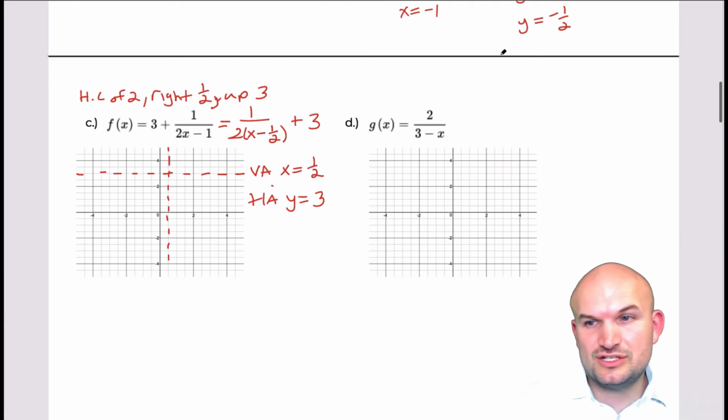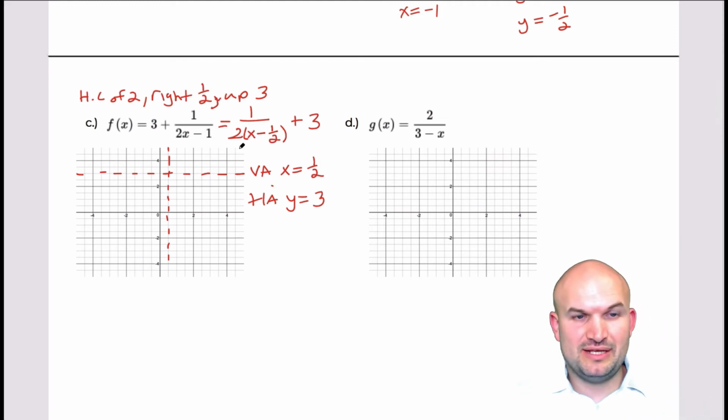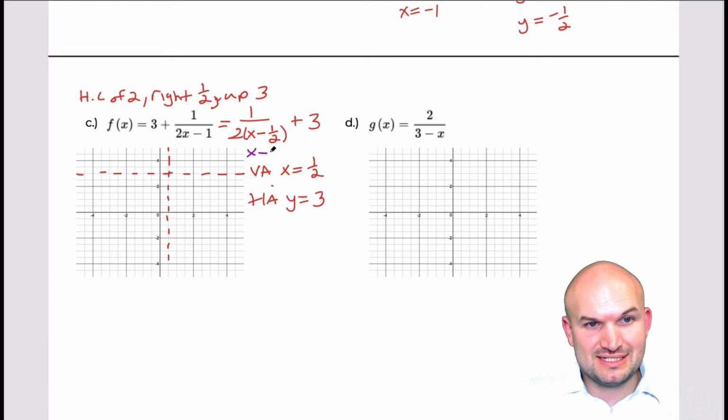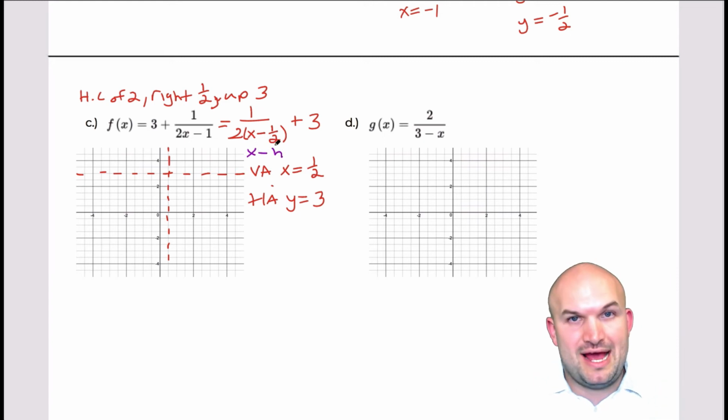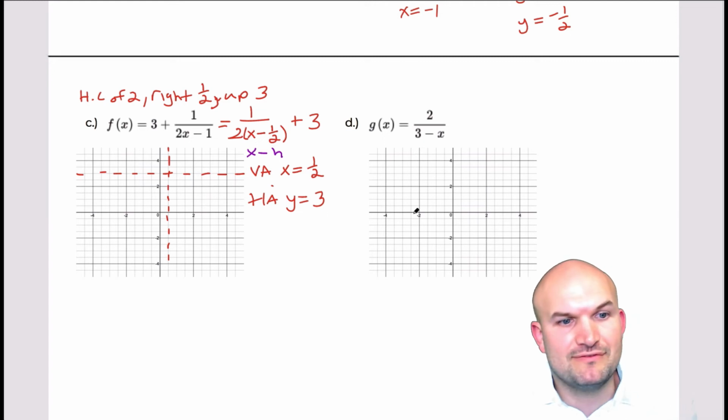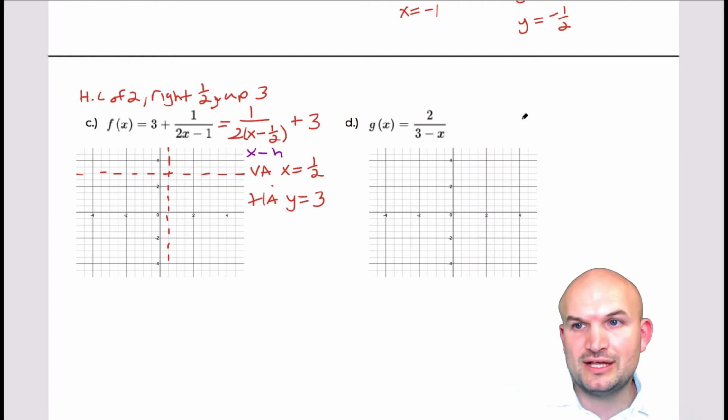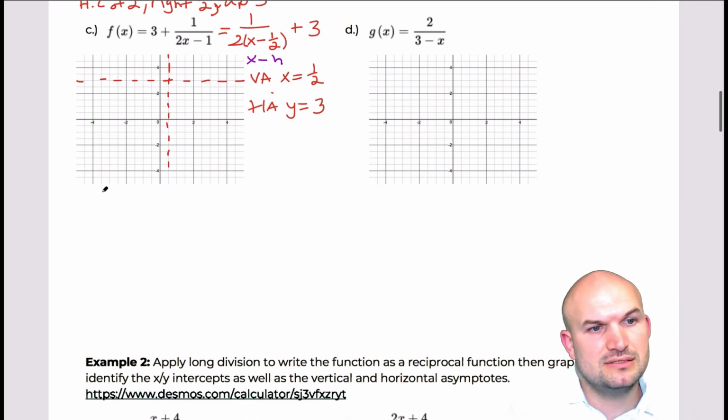Okay, and again, just to recall, remember it's x minus h, right? So you can see that h is going to be positive 1/2, right? And that's why it's being shifted to the right 1/2. All right, so let's go and find these x and y intercepts to make sense of where this graph is.